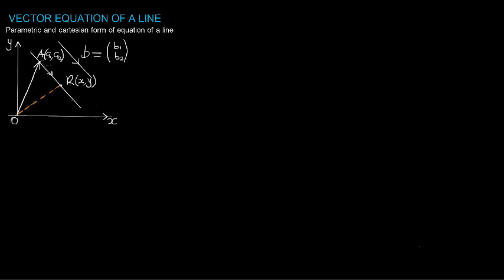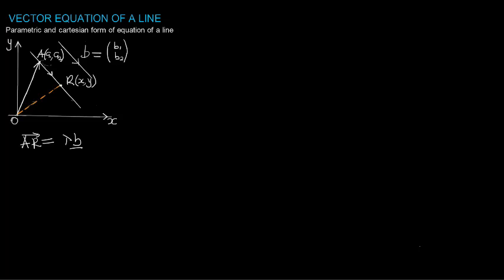In this lesson, I'll talk about the vector equation of a line and then show how to derive the parametric and Cartesian form of the equation of a line. The only thing you have to recall is that when two lines are parallel, one is a scalar multiple of the other. So if I have a line, this line AR, and that is parallel to vector B, then it means that AR is some constant multiple of B. That is the idea we're going to use to derive the vector equation of a line.